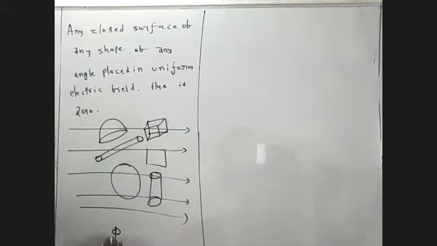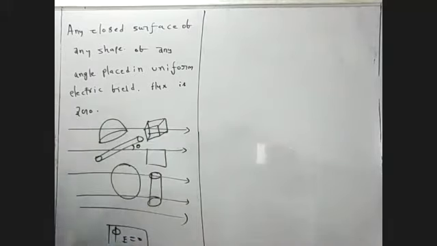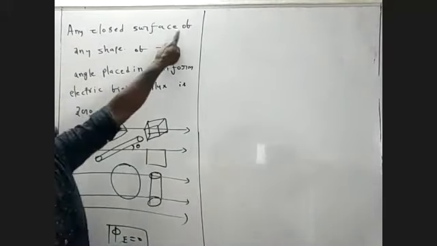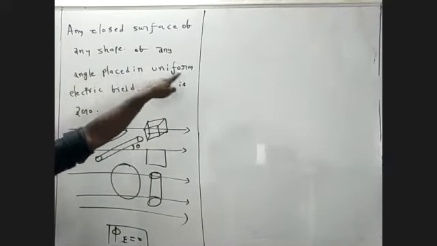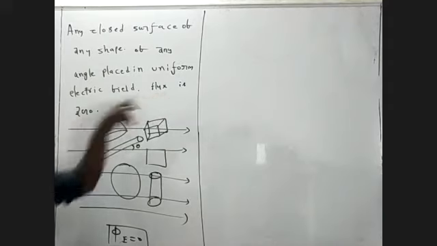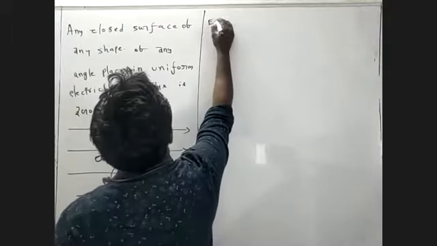So electric flux is zero. Now this is making an angle theta. You can take any closed surface of any shape at any angle, placed in a uniform electric field, and the flux is zero. Now, next example problem.